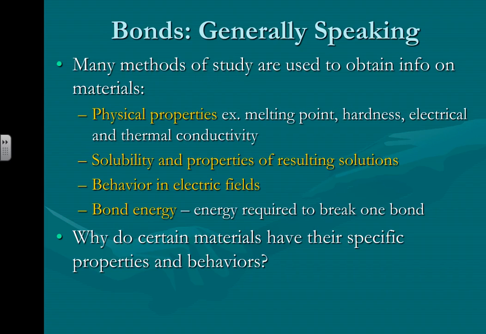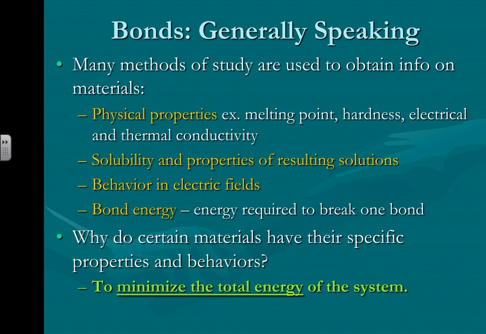So why do certain materials have specific properties and behaviors? Well, it all comes down to minimizing energy, that they will have this or that property as a basis of kind of keeping the whole energy of its system at an absolute minimum. That's really what chemistry works on. As an overall idea, chemistry is based on stability, and low energies are more stable than high energies.